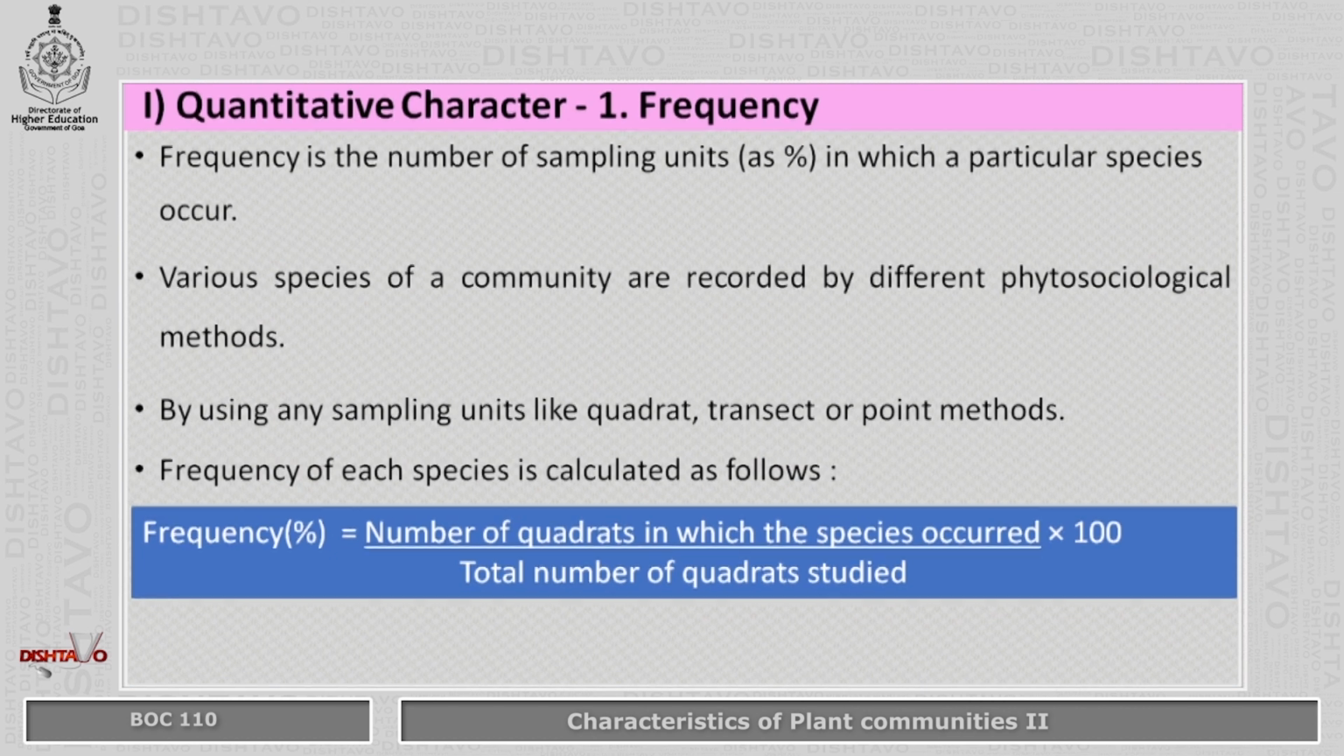Frequency is the number of sampling units, in terms of percentage, in which a particular species occurs. The various species of a community are recorded by different phytosociological methods by using sampling units like quadrats, transects, or point methods. The frequency of each species is calculated as follows. Frequency in terms of percentage is equal to the number of quadrats in which a species occurred divided by the total number of quadrats studied, into 100.